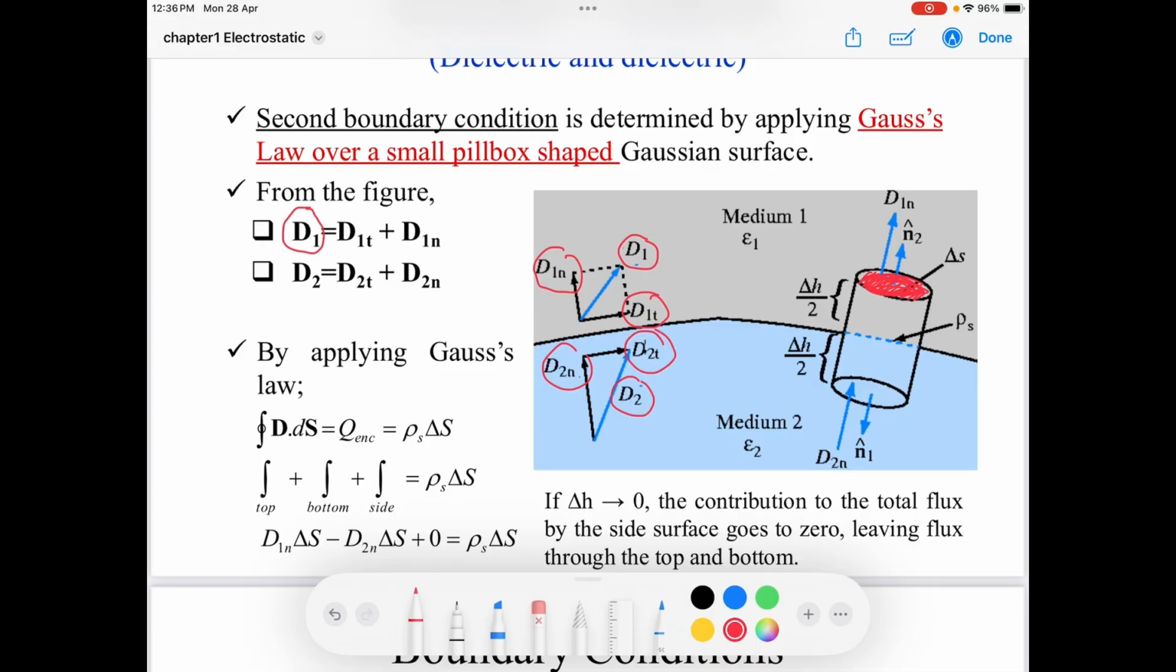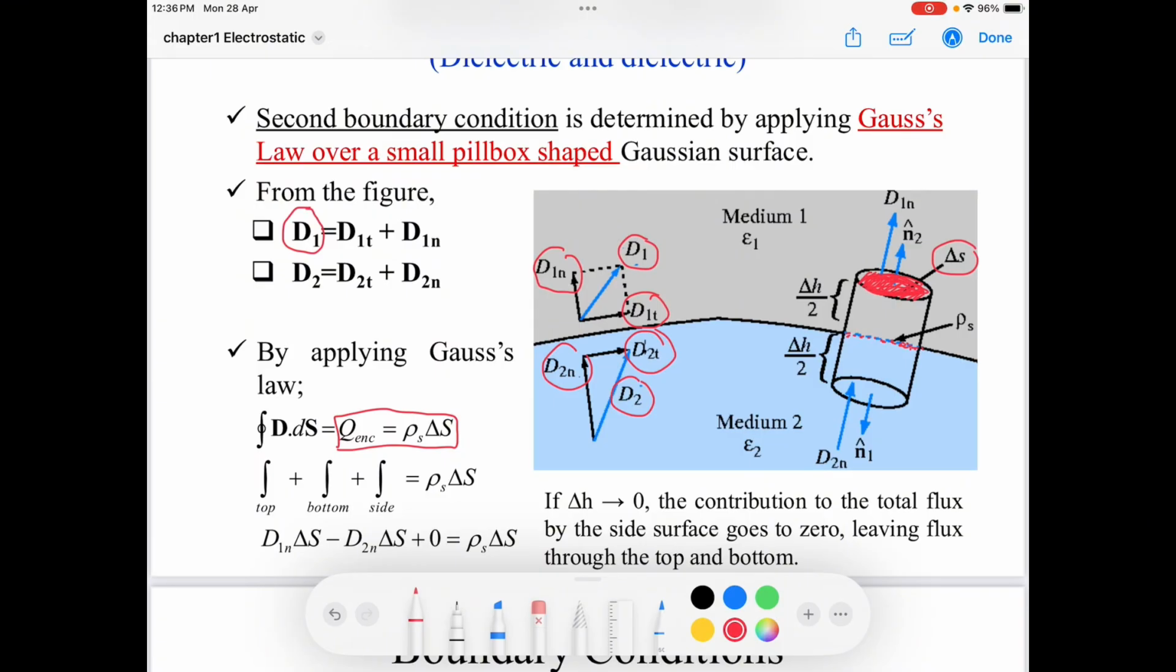This one depends on the charge distribution, the rho s, on this surface. So this is the rho s located at the surface, not this one, the rho s is located here. So for this Q, we can get it by multiplying the rho s with the area of the surface.